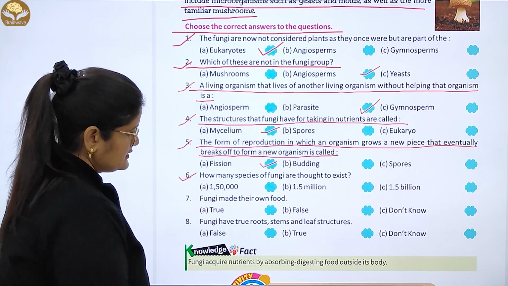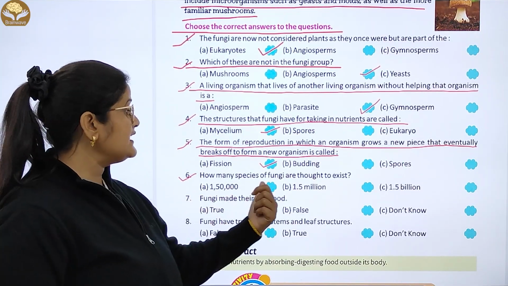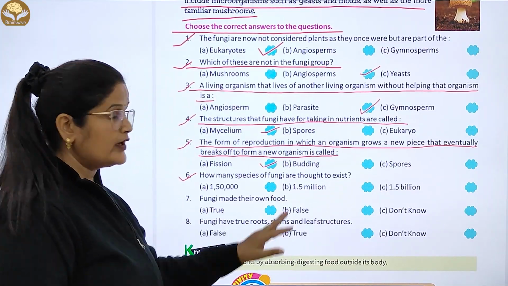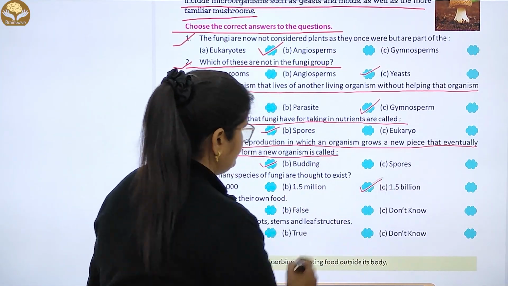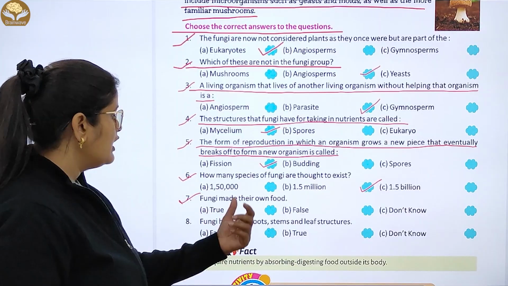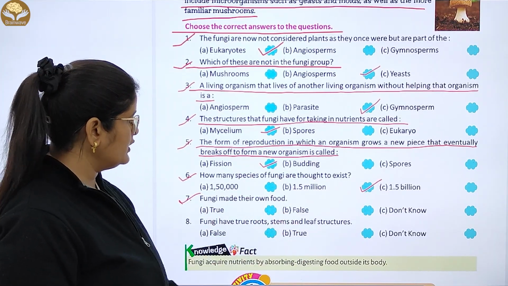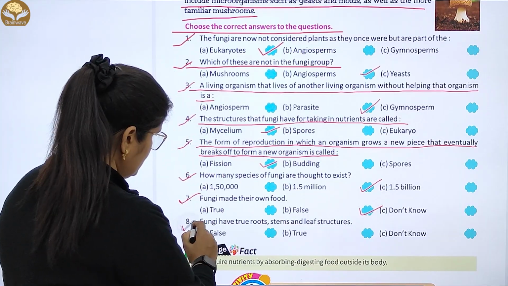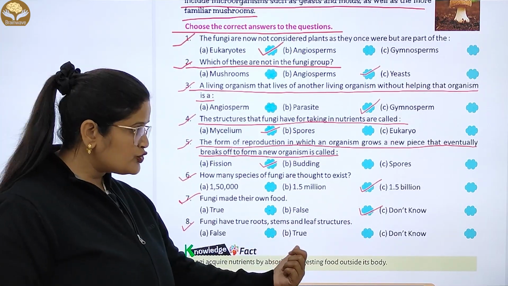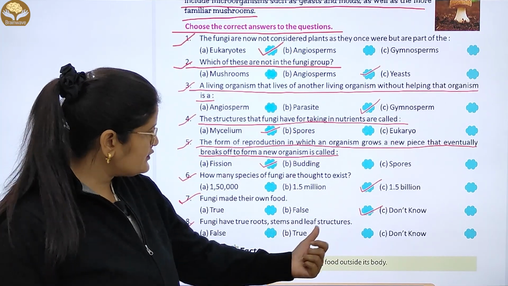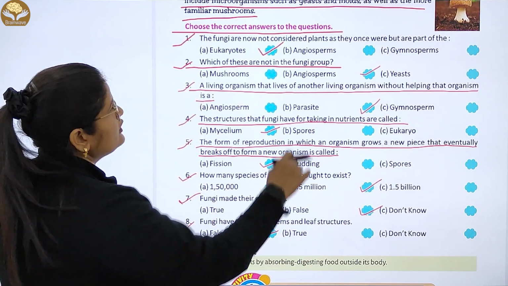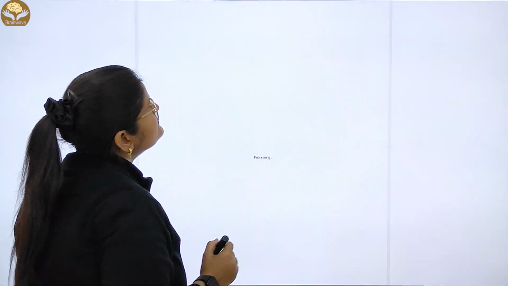Now, number 6. How many species of fungi are thought to exist? 1.5 million. Number 7. Fungi make their own food? No, false. Number 8. Fungi have true roots, stems, and leaf structures? False. Okay, now let's come to the next chapter.